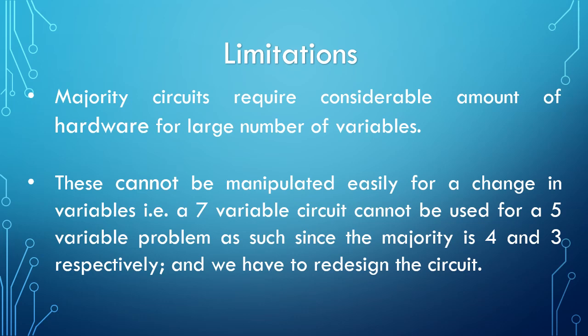The second limitation is that these cannot be manipulated easily for a change in variables. For example, you have a circuit for a 7 variable problem. You cannot use the circuit as such for a 5 variable problem because the majority is 4 in the first problem and 3 in the second problem, and we have to redesign the circuit.